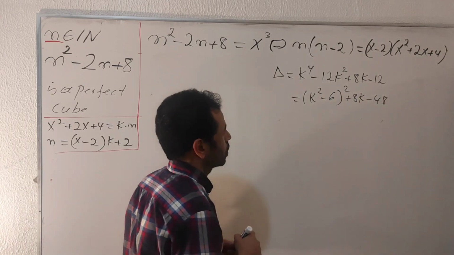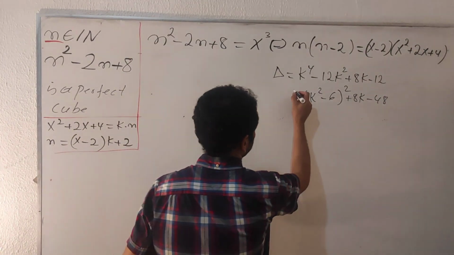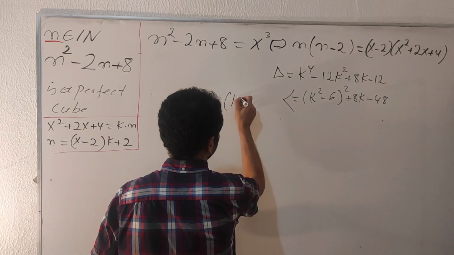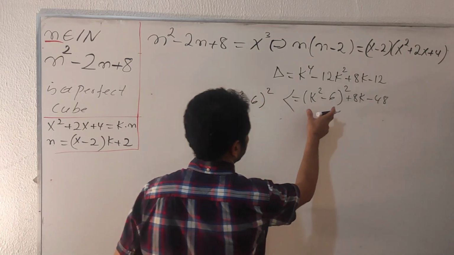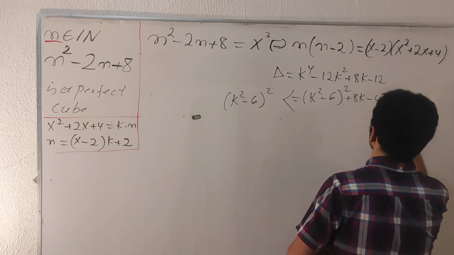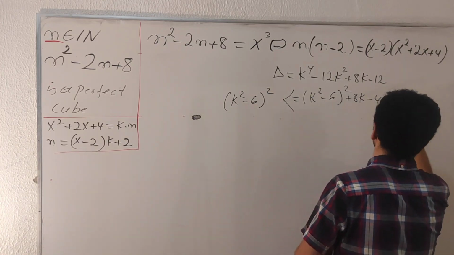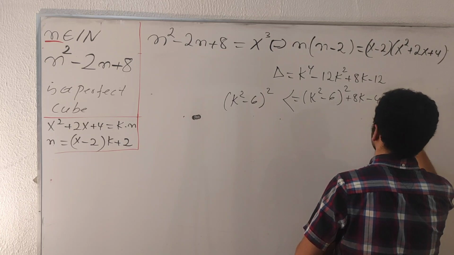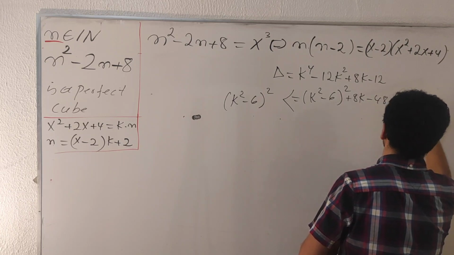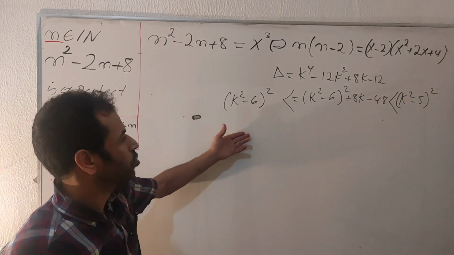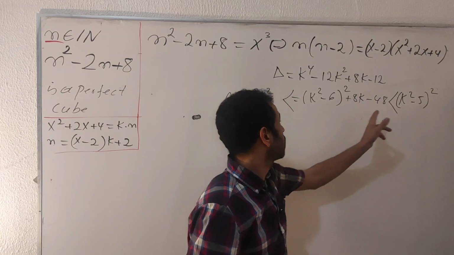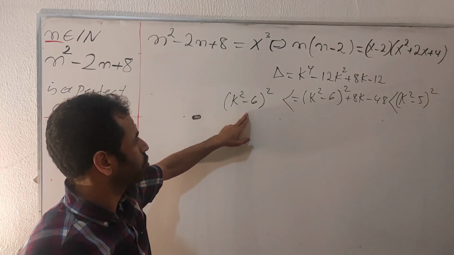Okay, now let's transfer this one into inequality. I'm going to this term, which is (k squared minus 6) quantity square, must be strictly inferior than this term, as well as also this term must be strictly inferior than this term, minus 5 quantity square, like this. Okay, so how this one can be true? This one is clearly true, but we are going to check this one.